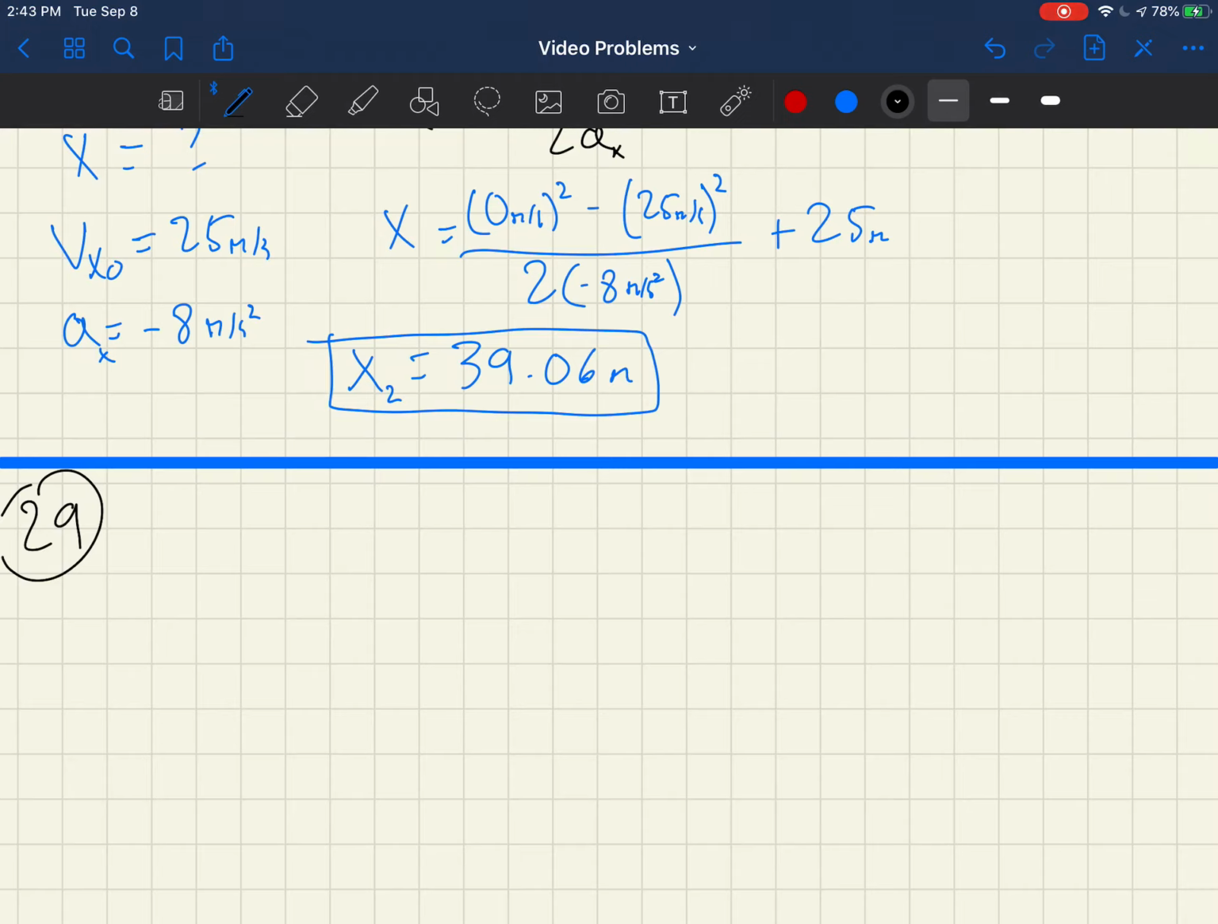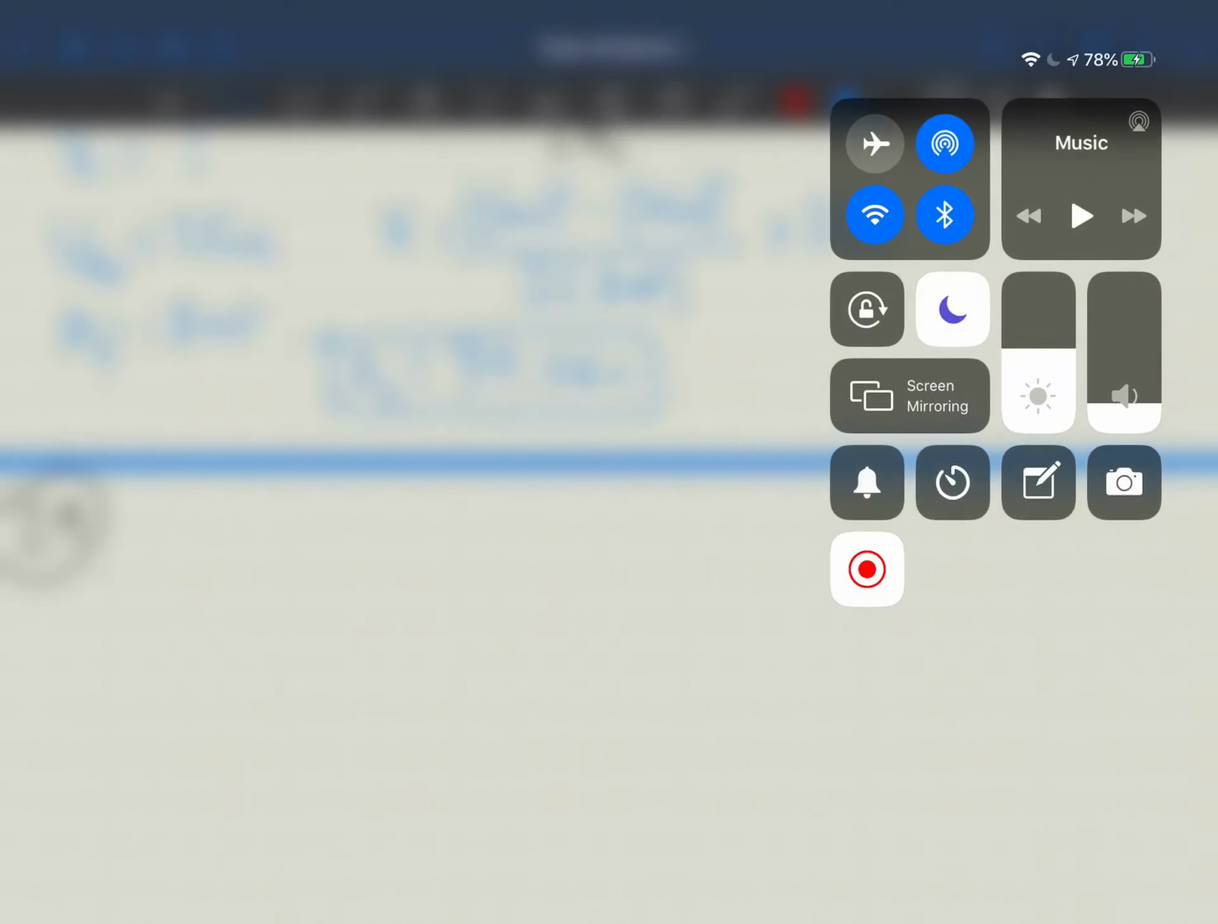All right, so we're worried about how much time it will take the police officer to reach the speeder, assuming the speeder maintains a constant speed. All right, this one's going to be quite a bit harder. You know what? I'm going to pause this video. I'll create another video for number 29 because this one's going to take a while and I don't want to make this video too long. So I'll pause this one and I'll create another video.